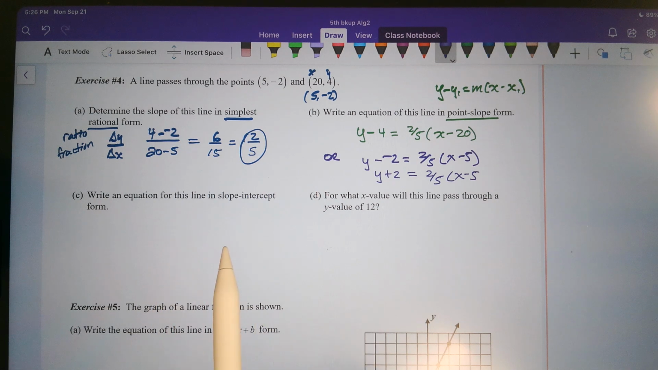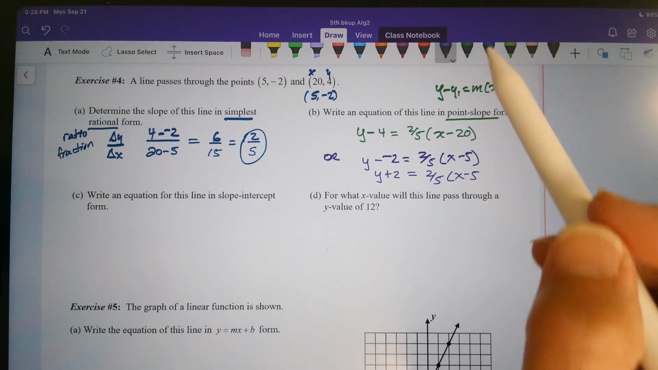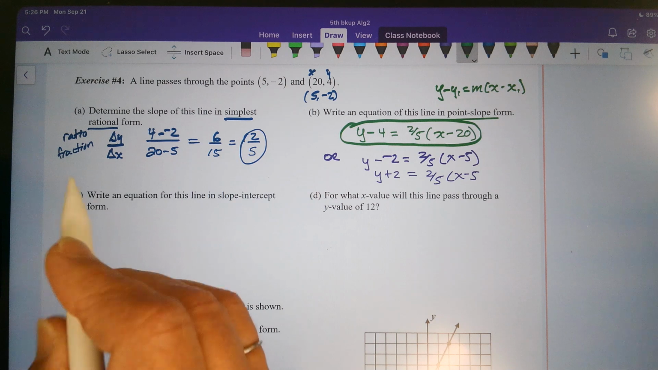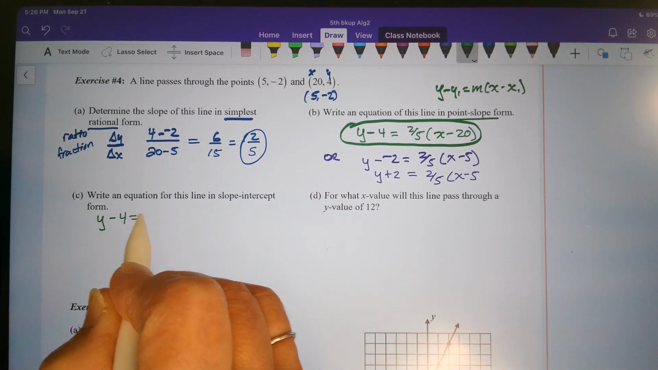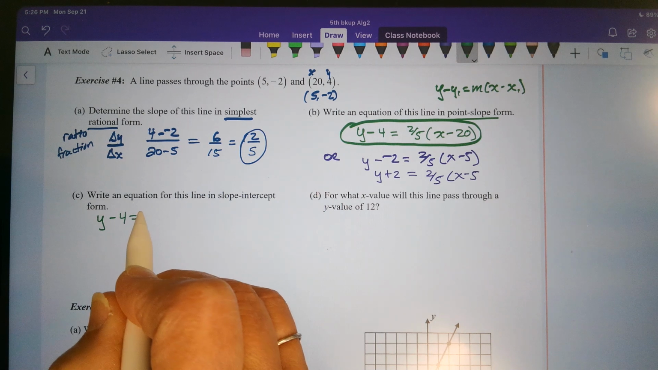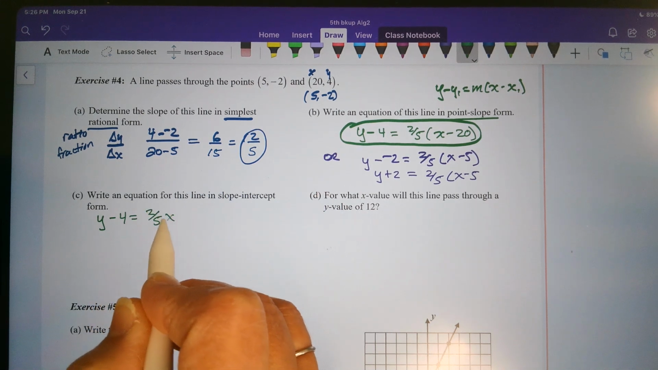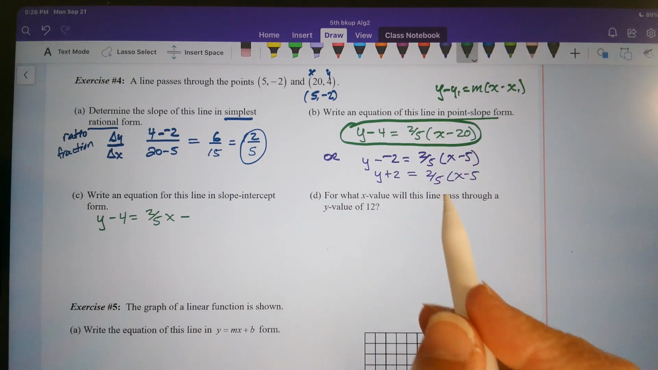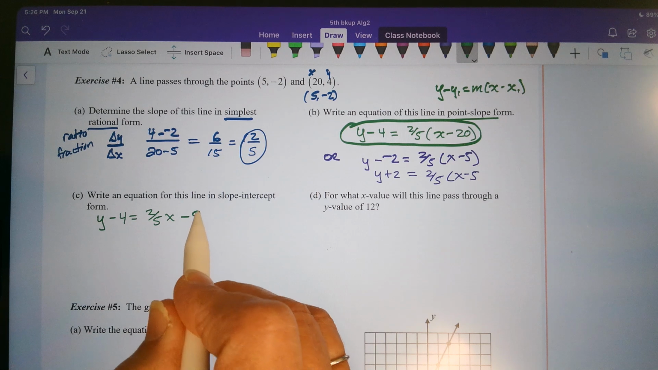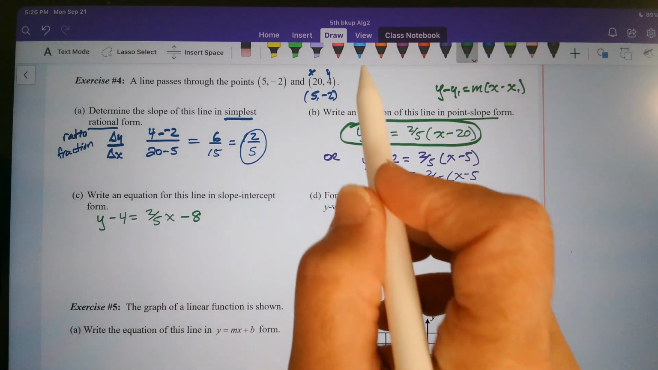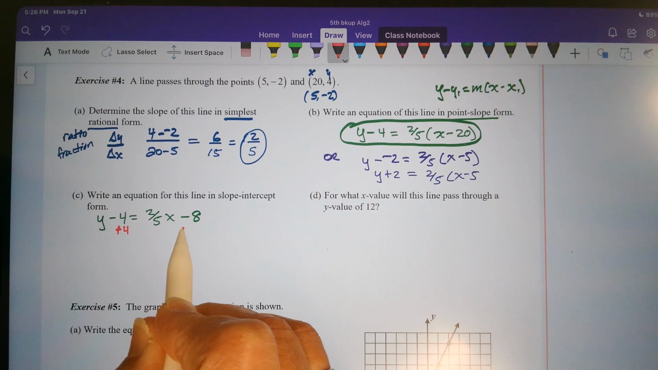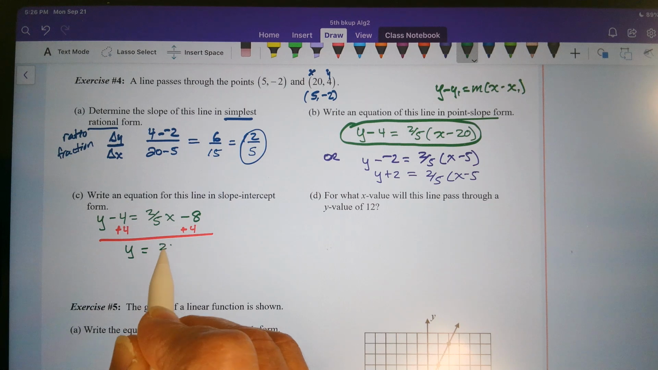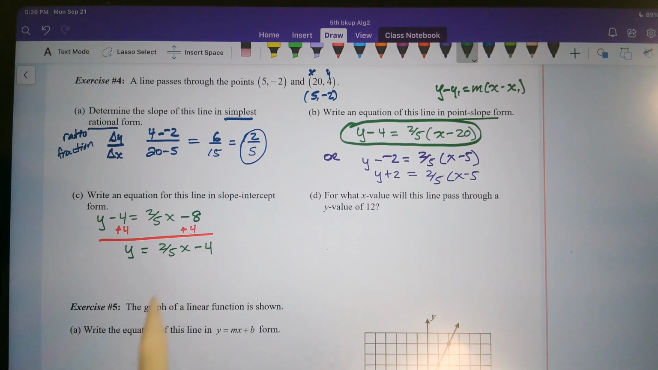Write an equation for this line in slope-intercept form. All right, so if I take this one and want to write it in slope-intercept form, let's distribute the 2/5. That'd be 2/5 x minus 2/5 times 20 is 40 over 5, which is 8, so minus 8, and add 4 to both sides. And y equals 2/5 x minus 4.